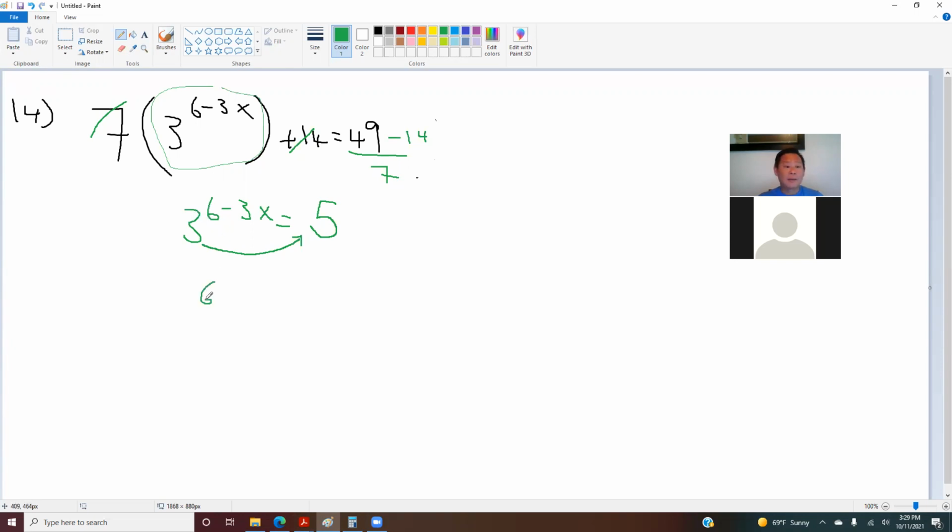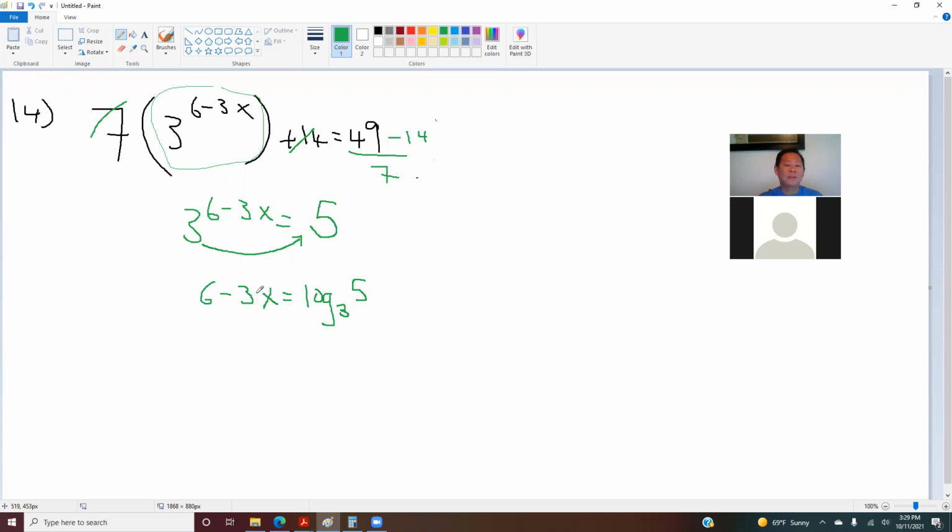So you get 6 minus 3x is equals to what? Log 3/5. Yeah. And then do you know how to use your calculator to figure out what log 3/5 is? Yeah, it's log 5 divided by log 3. Okay, we'll do that later on. Don't forget. You can say, yep, that's change your base. That's correct. How do we get x alone here?